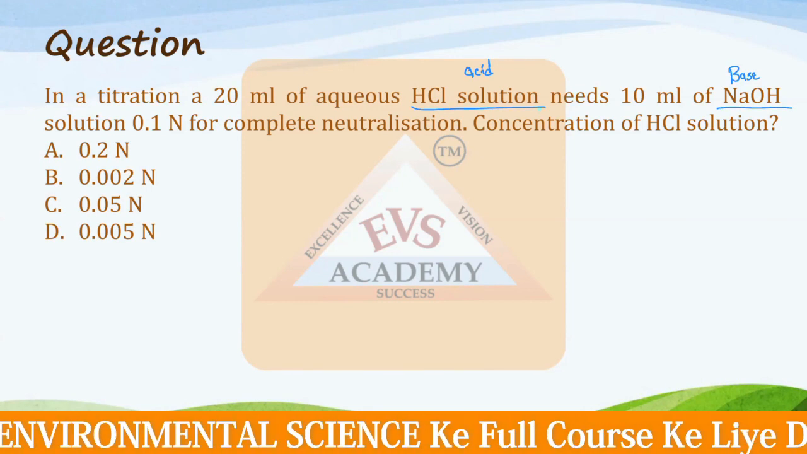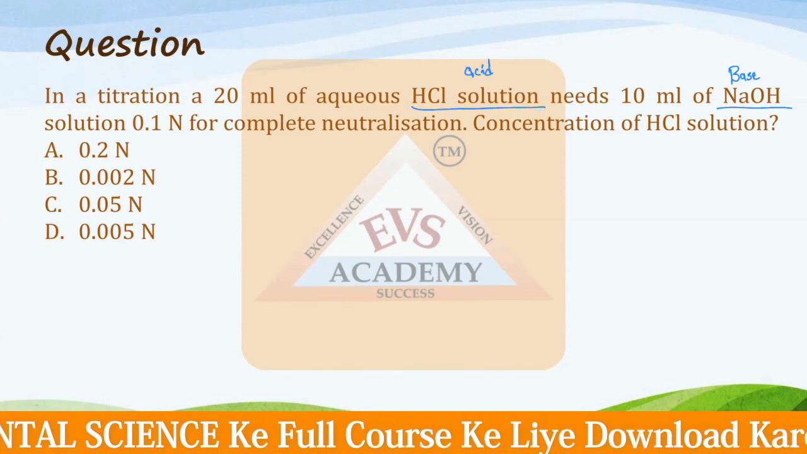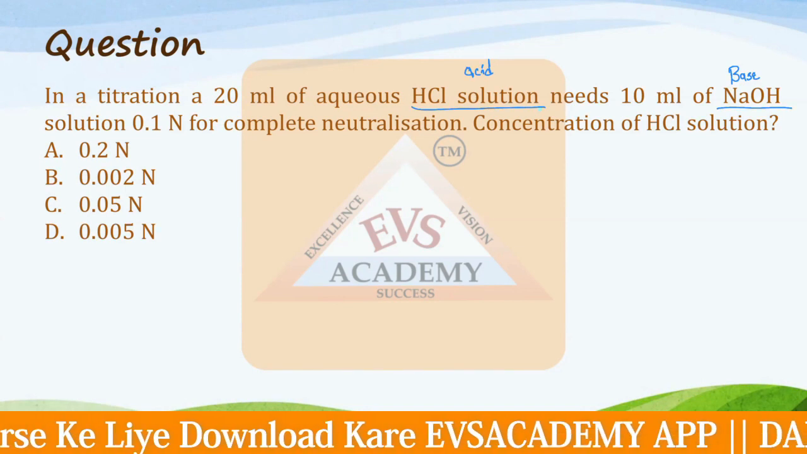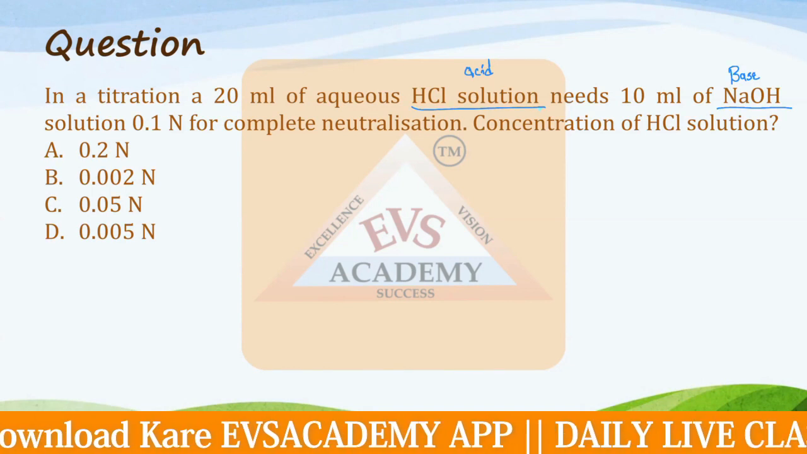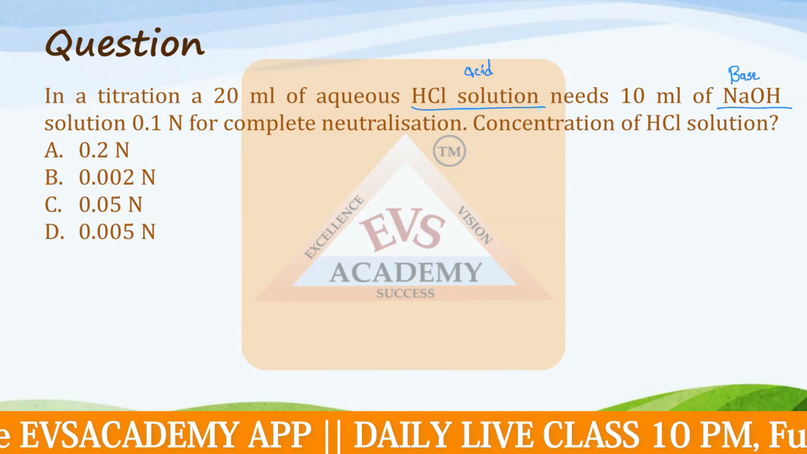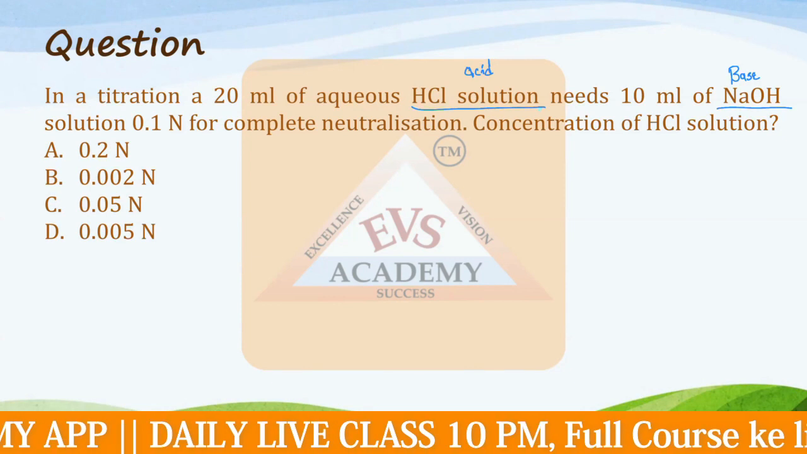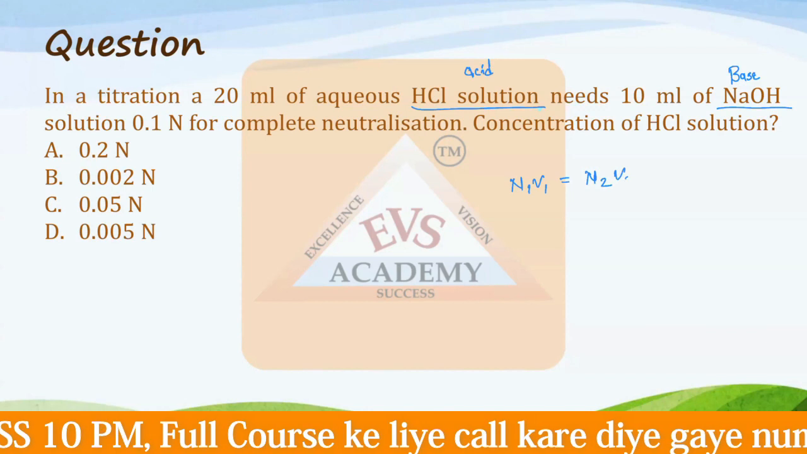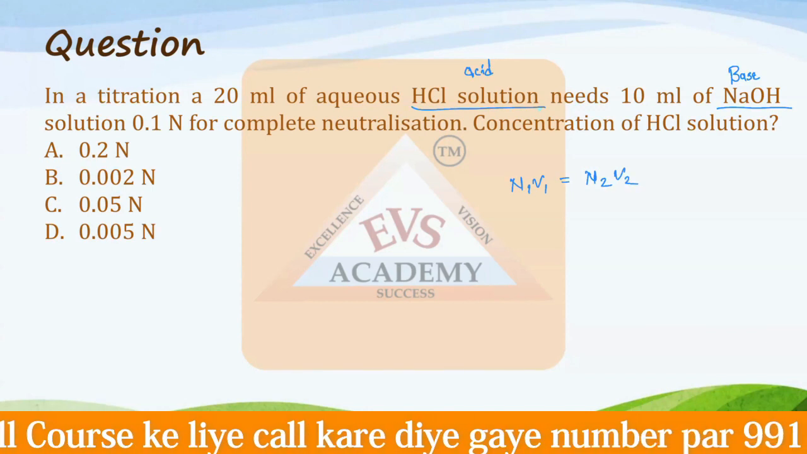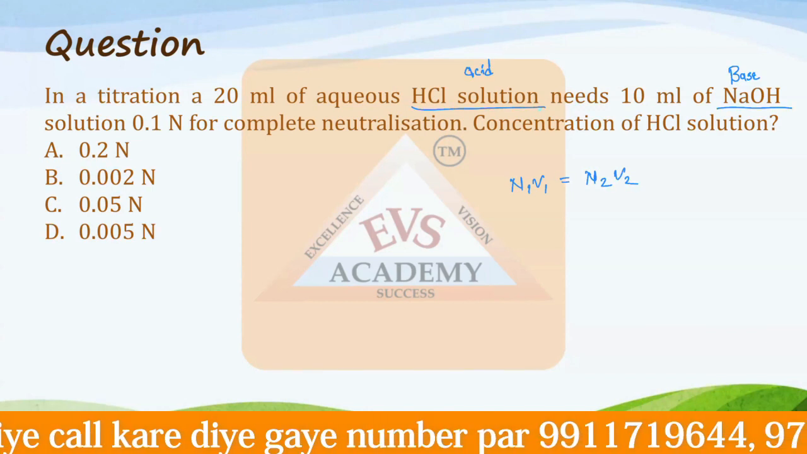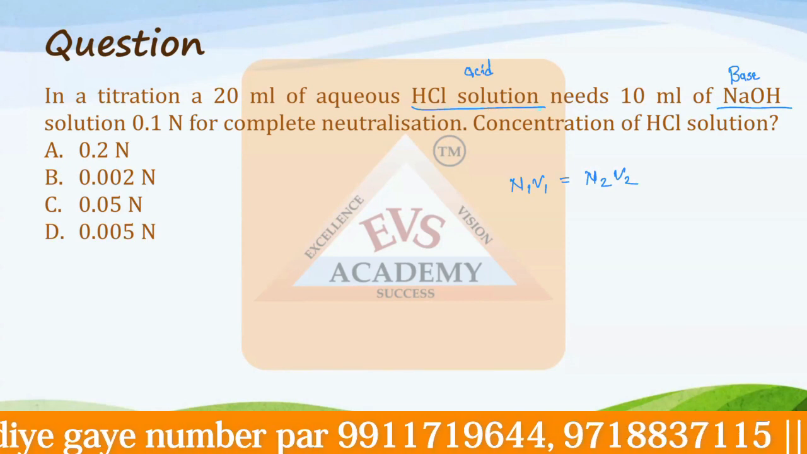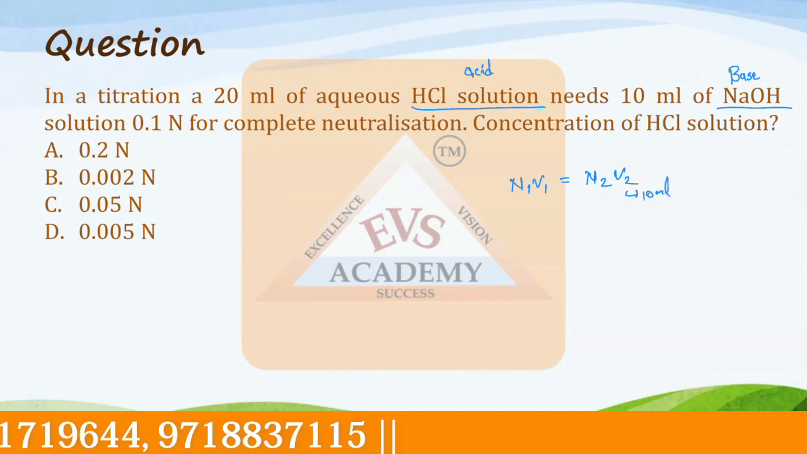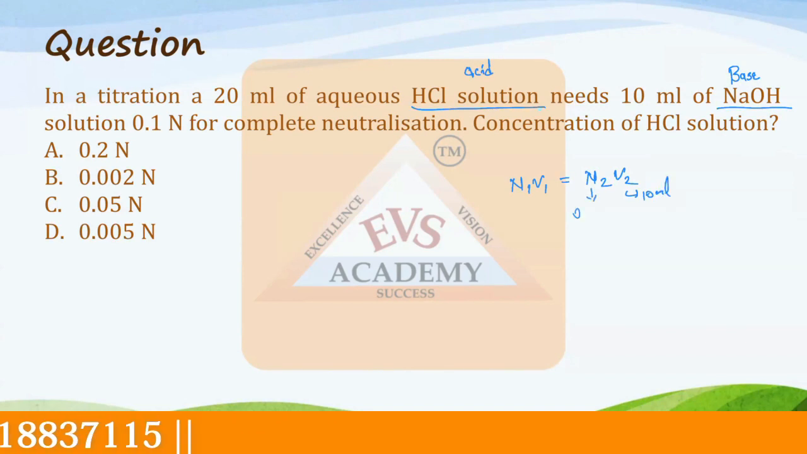The 20 ml of HCl solution we have is fully neutralized with the help of 10 ml of NaOH solution of 0.1 normal. So now you have to calculate the normality of HCl solution. The same formula you can use here, N1 V1 is equal to N2 V2, because only if both are equal are they going to neutralize each other completely. So here V2 is provided. V2 is how much? 10 ml of NaOH. N2 is provided to you, how much? This is 0.1 normal.